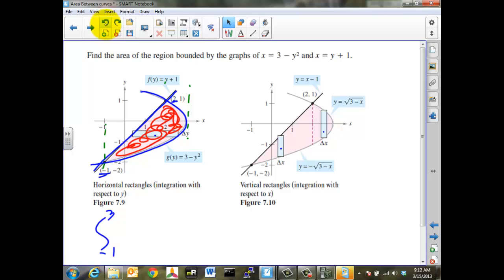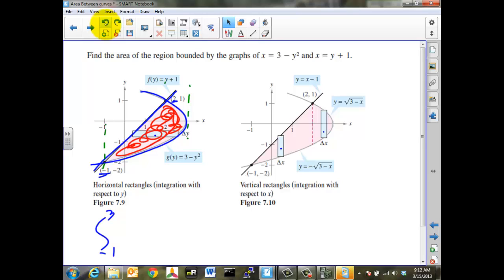What's the top function all the time now? The parabola is always the top function suddenly, isn't it? And the line's always the bottom function. Would that be easier to integrate? Because then we've just got one function, one integration to have to do. All right, so if we could turn this thing on its side, it'd be an easier problem to integrate.